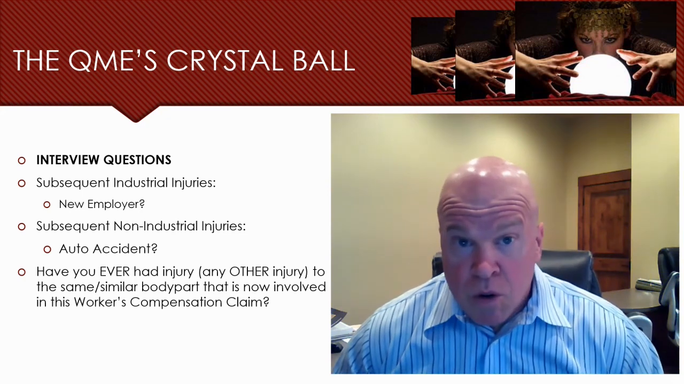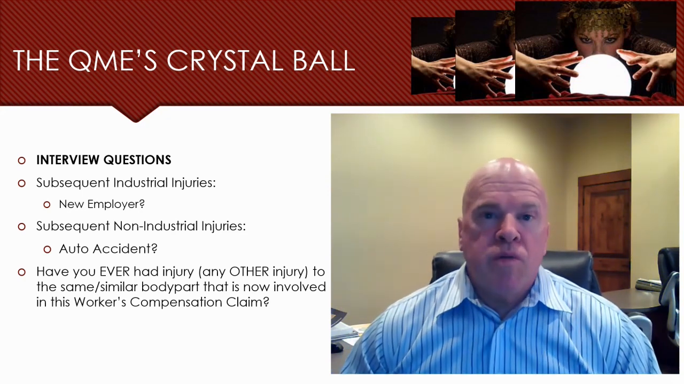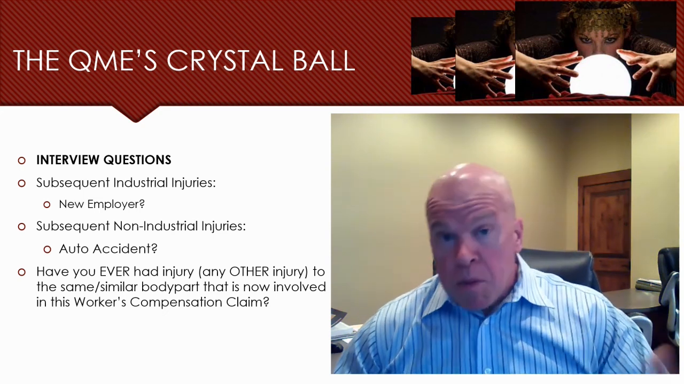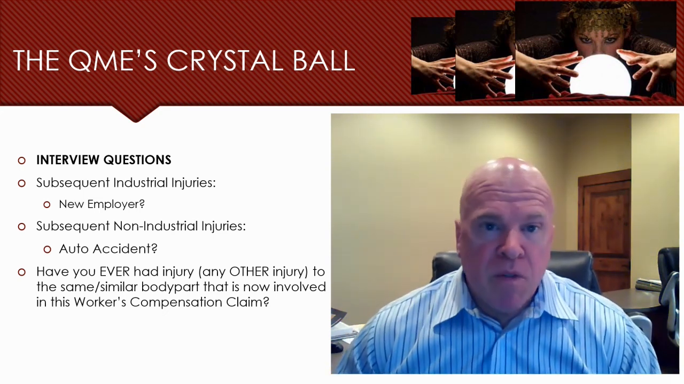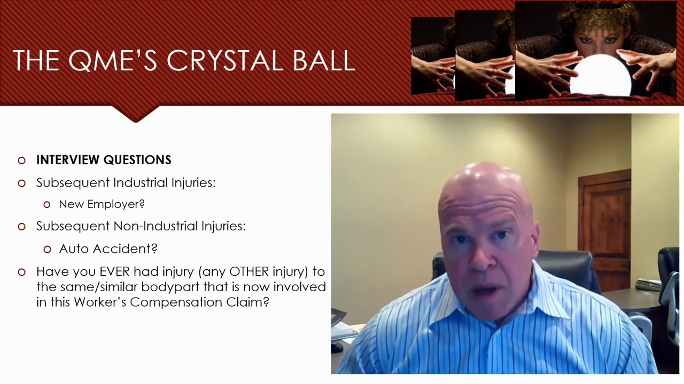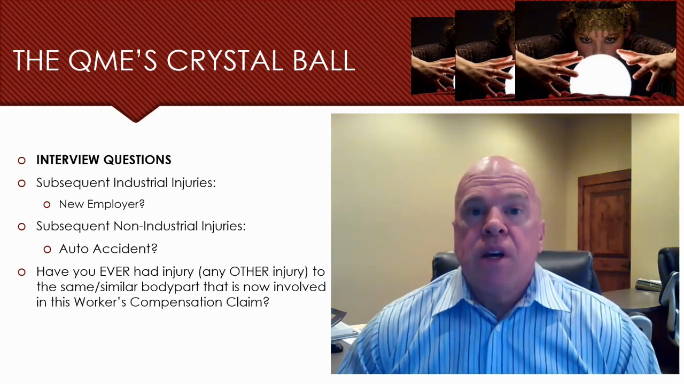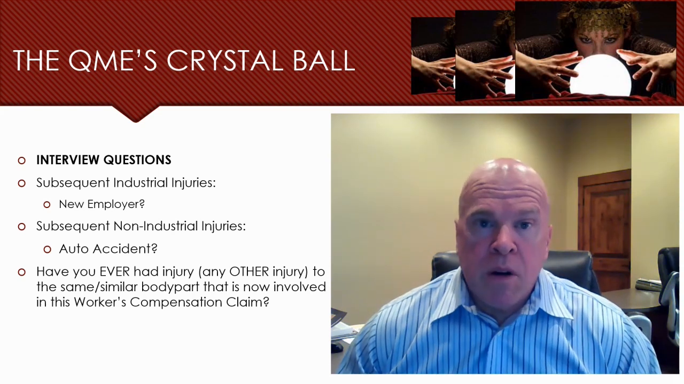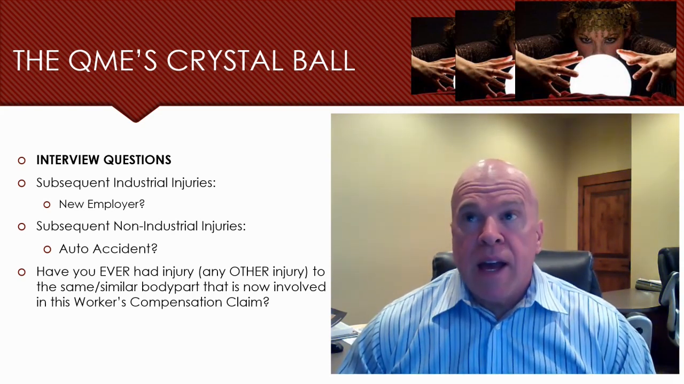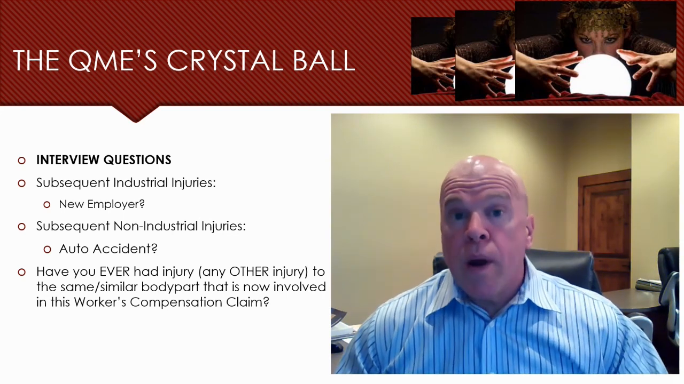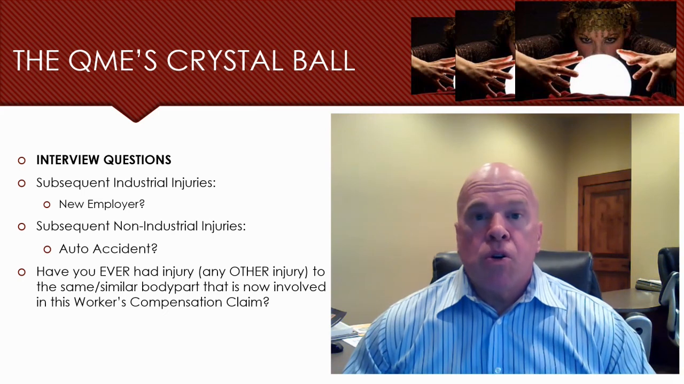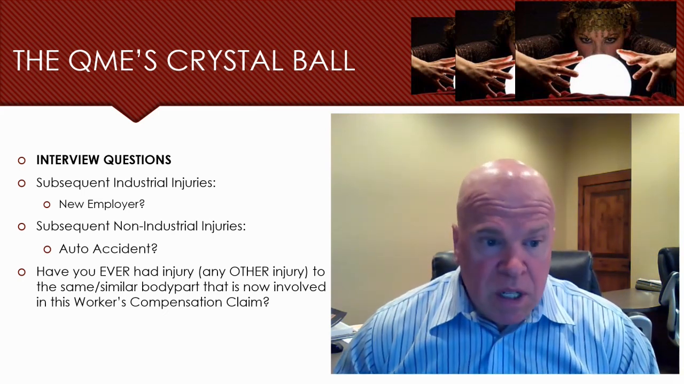And then you're going to go through the same line of questioning to investigate injury to the same or similar body part subsequent to the current claim for industrial injury. At this point in time, the examinee may be working for a new employer, and you'll be concerned as to whether or not the job place activities with the new employer could serve as a source of ongoing and cumulative trauma that contributes to the examinee's current symptoms and activity limitations.